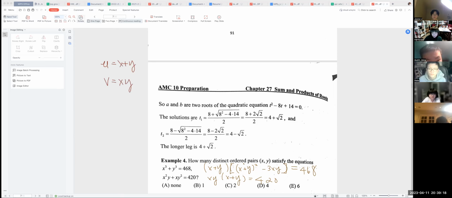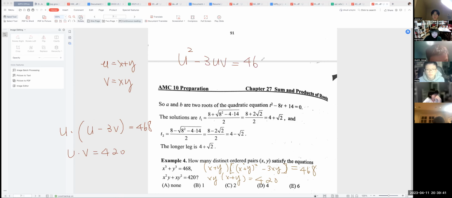So this question will immediately get easy. So it's u times (u minus 3v) equals 468, right? And this one is u times v equals 420. Get it, everybody? So the question immediately gets easier. So this is u squared minus 3uv equals 468 and uv equals 420.